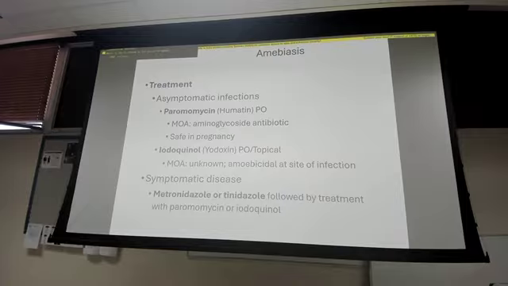Yeah, no, so if you are symptomatic, you'll take metronidazole or tinidazole. So again, treat either way. Okay, so the asymptomatic patients are getting treated just as well as our symptomatic patients.